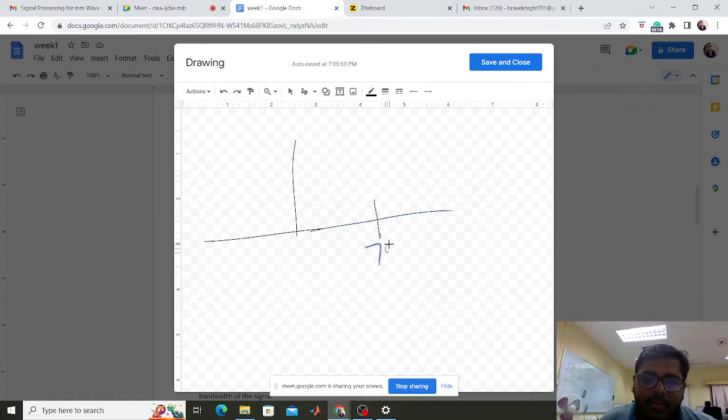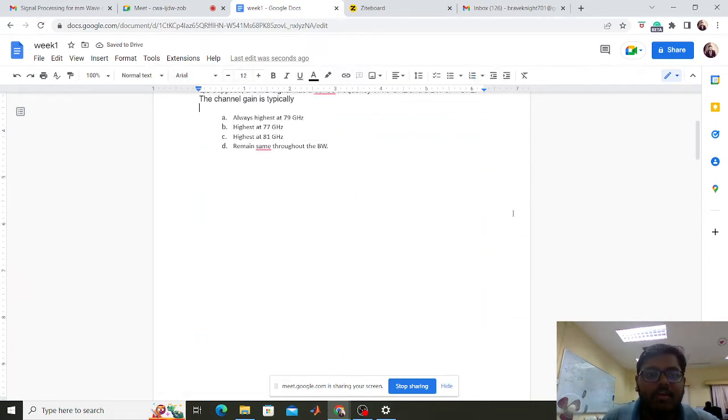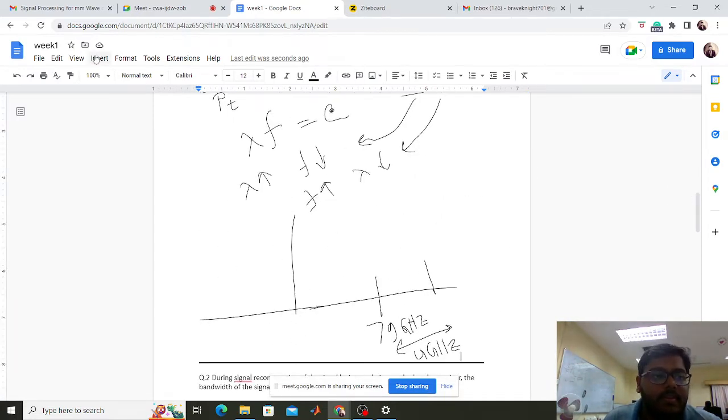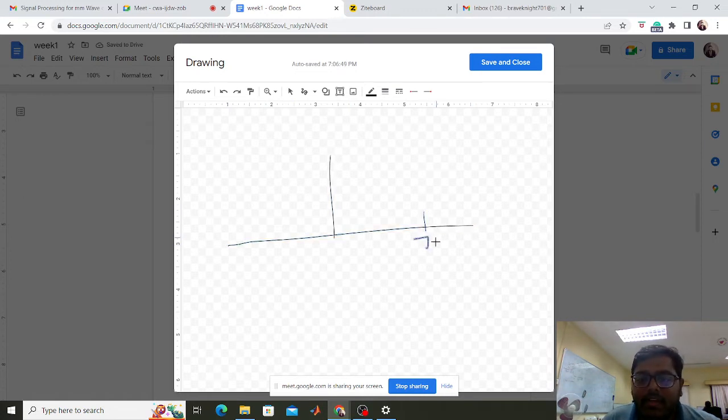Suppose this is the starting band of 79 gigahertz and this is 4 gigahertz. The question says the center frequency was 79 gigahertz and the bandwidth was 4 gigahertz. So it will be stretched from 79 to 81 and 77 gigahertz, right? Let me draw it once more. This is 79 gigahertz and probably the signal spectrum is like this. This is 77 and this is 81.